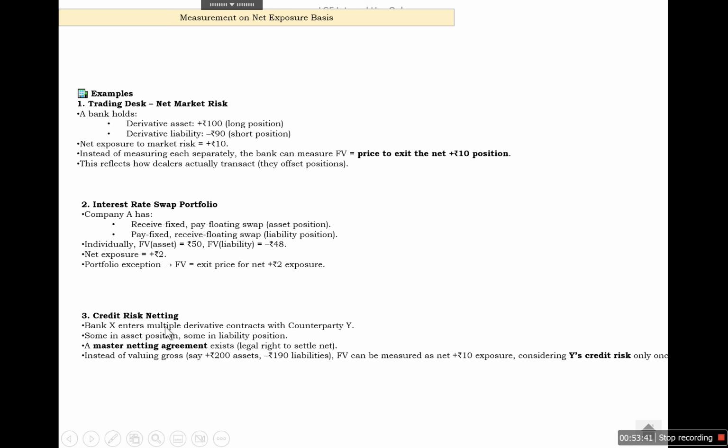Similarly, for credit risk rating, bank B enters multiple derivative contracts with counterparty Y, some in the asset position and some in the liability position. A master netting agreement exists with Y that allows it to net both the assets as well as the obligations. So in that case, we can net the assets and liabilities instead of reporting them separately.